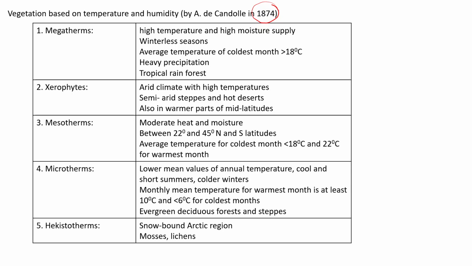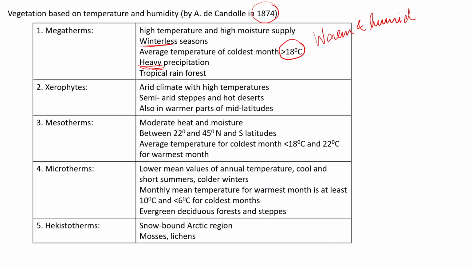Megatherms are those plants which require high temperature and high moisture supply. We can understand that these plants follow those zones where the seasons are warm and humid, that is, winterless. The average temperature of the coldest month is more than 18 degrees Celsius, so you can imagine how much heat is always readily available. Precipitation is very heavy, and therefore the typical megatherms are tropical rainforest.